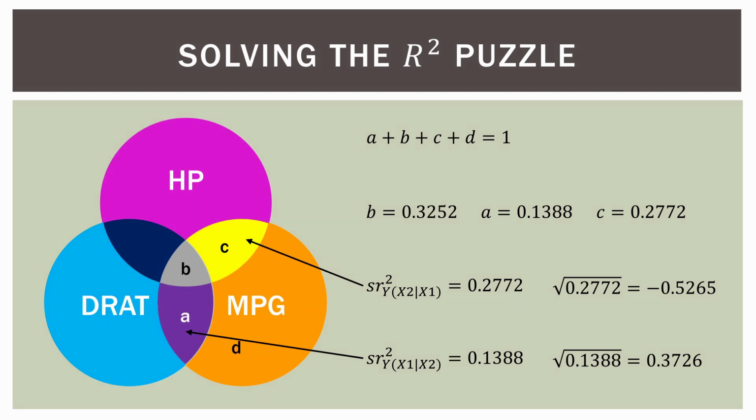Take the square root, and we have a semi-partial correlation of 0.3726. So that's how we put everything together: our visual, our semi-partial R squares, and how we do the notation. So pay attention to the notation here for the semi-partial R squared. Take the square root, and we get our semi-partial correlations.